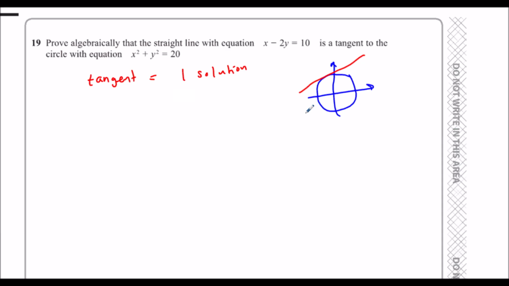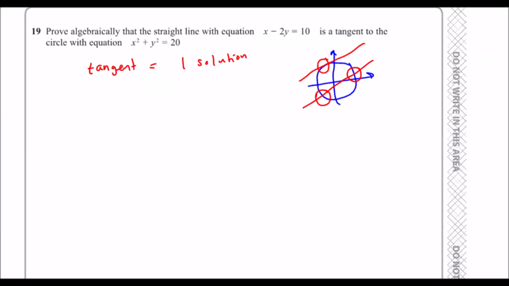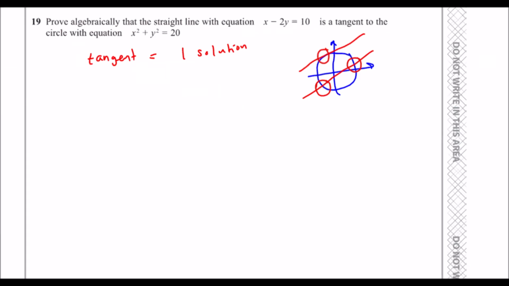If it passed through the circle, it will have two solutions because it will have a point of intersection here and here. So it will have 2 points if it went through the circle. If it's a tangent, it's only got one solution. So we've got simultaneous equations and they should only have one solution. So all we've got to do is solve the simultaneous equations and show they've got one solution.